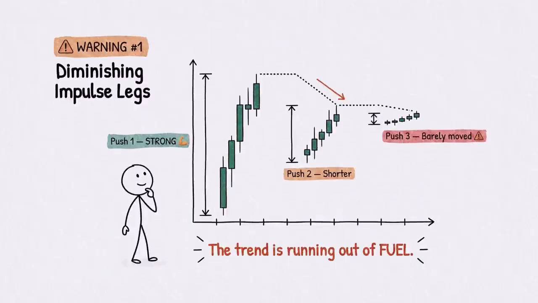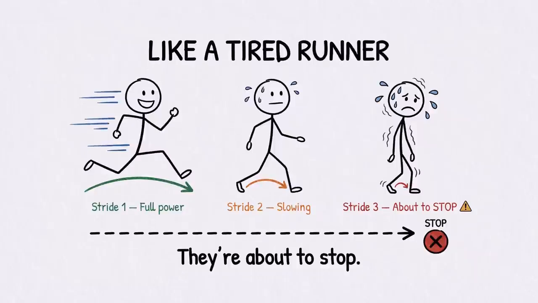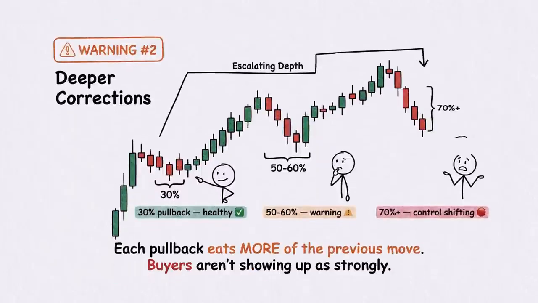Warning sign 1, diminishing impulse legs. Compare 3 consecutive pushes in the trend direction. If the first push was a long, powerful candle, the second was shorter, and the third barely moved, the trend is running out of fuel. Like a runner whose strides are getting shorter and shorter. They're about to stop. Warning sign 2, deeper corrections. In a healthy uptrend, pullbacks are shallow.